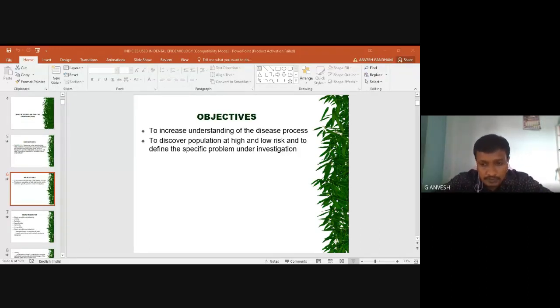So the patient's oral cavity is divided into 6 segments: segment 1, segment 2, third, fourth, fifth, and sixth. If you see segment 1, it runs from the bicuspids to the molars. Bicuspids are nothing but your premolars: first premolar, second premolar, first molar, second molar, and third molar. Whereas the second segment includes the teeth from canine to canine, so 1-3 to 2-3.